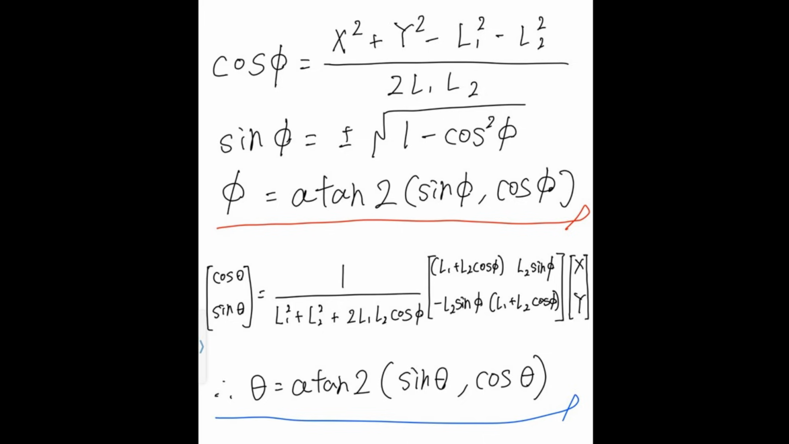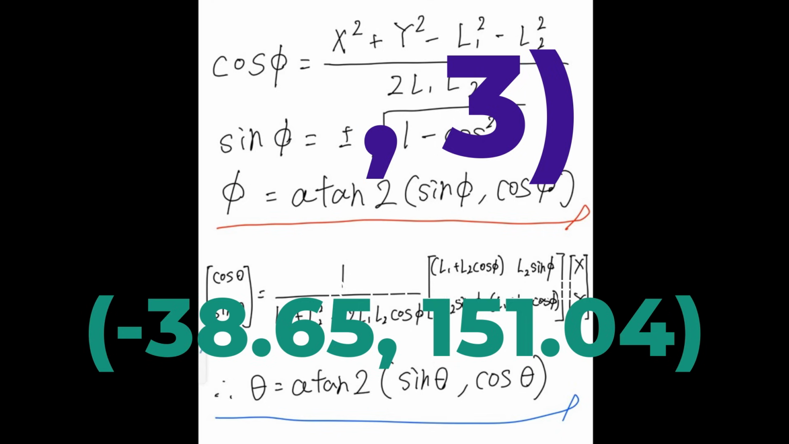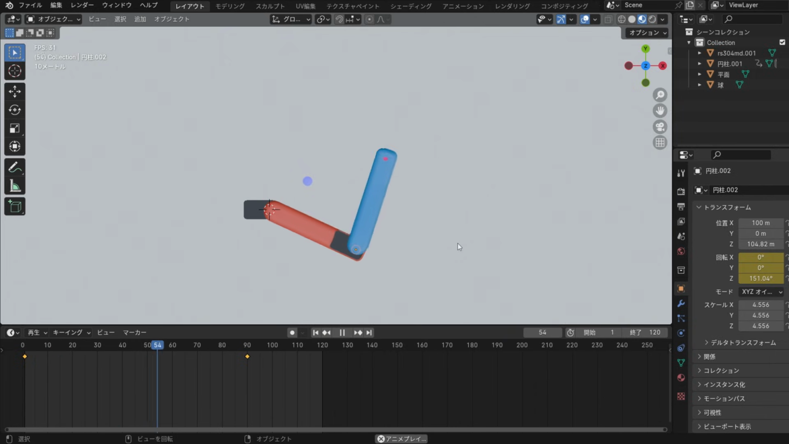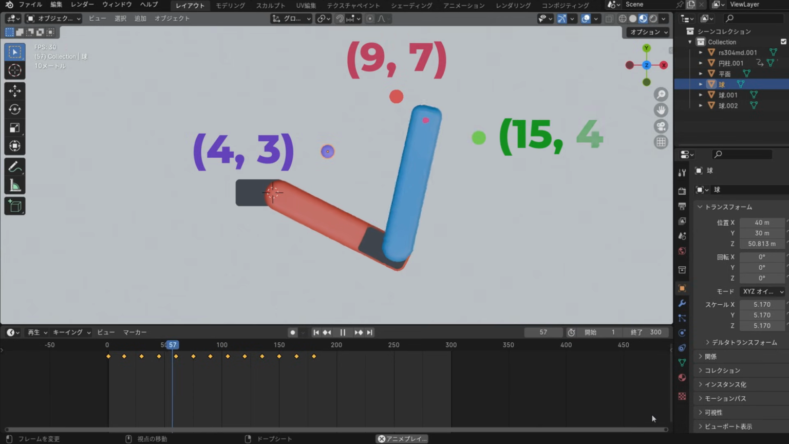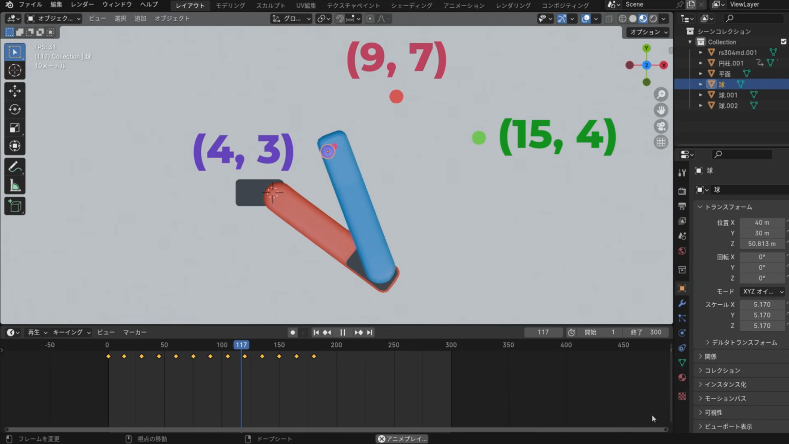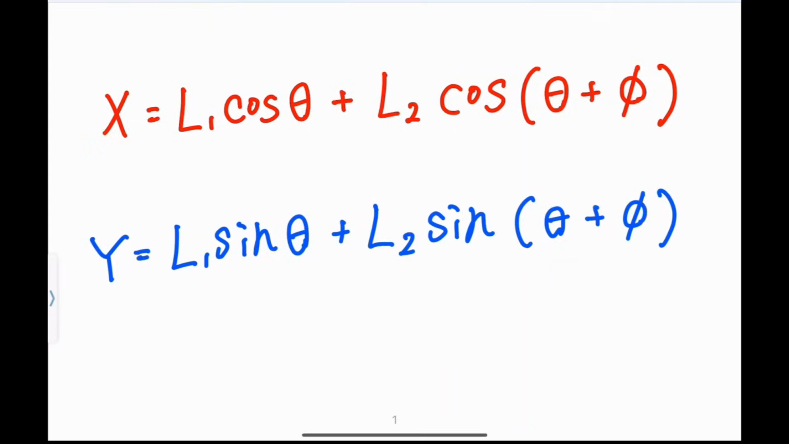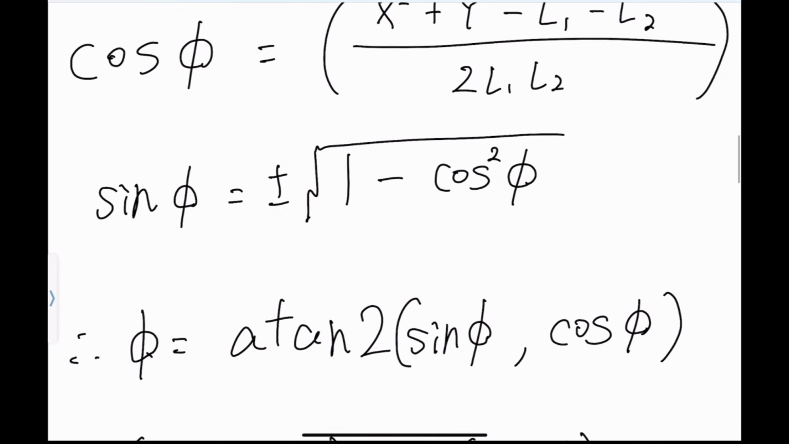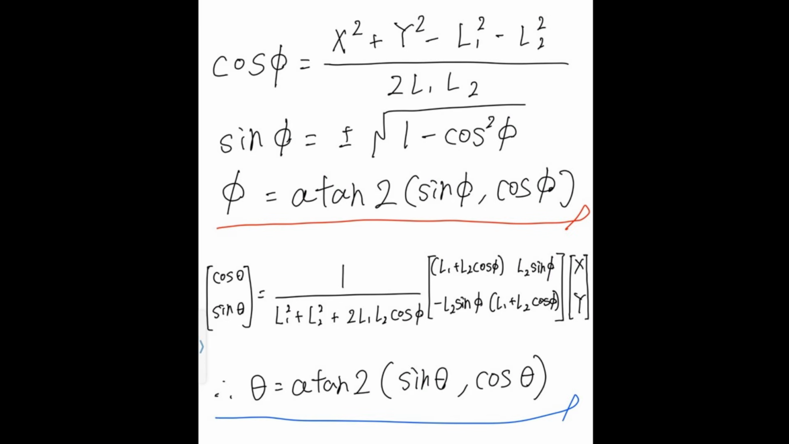If we want to move the robot's end effector to the point (4, 3), substituting (4, 3) into this function will give us theta and phi, which tell us how much to rotate the motors. If we then move this point to (9, 7), (15, 4), and so on, we can find the necessary angles for each position, allowing us to control the robot freely. Thus, finding a function that takes the desired posture of the robot, such as X and Y, and outputs the necessary motor angles is what inverse kinematics is all about.